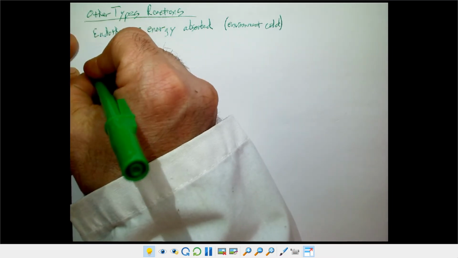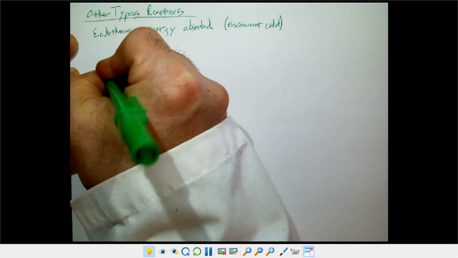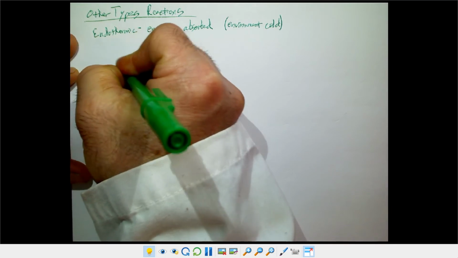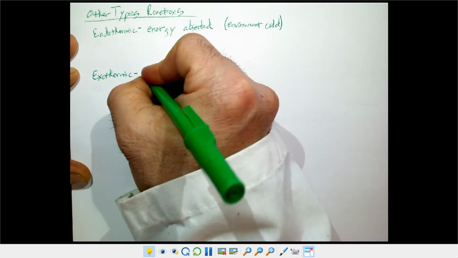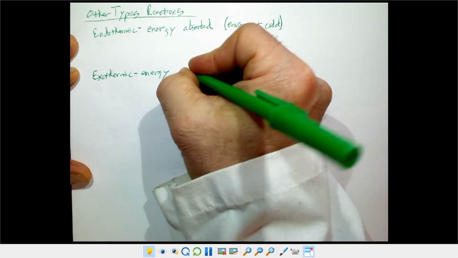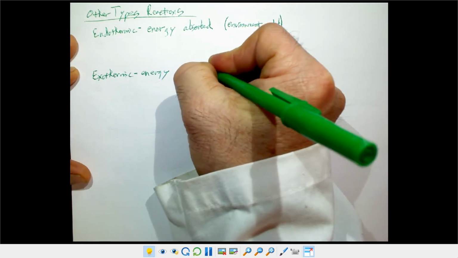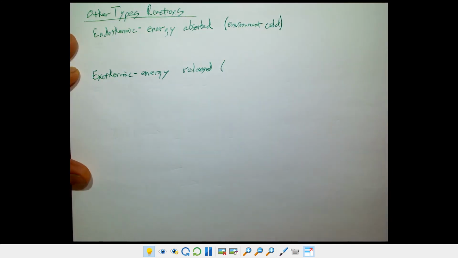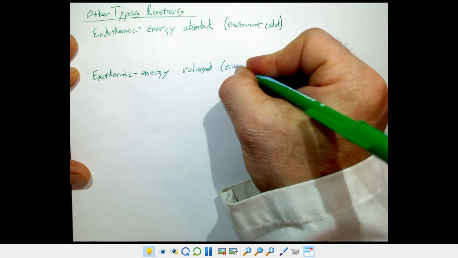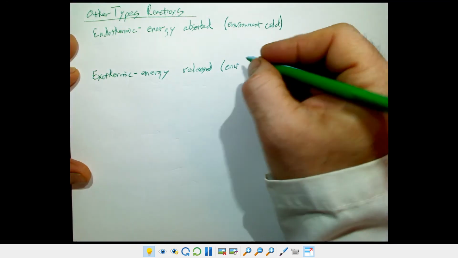In an exothermic reaction, you have just the opposite going on. You have energy that is released. So as a result, you would expect what you think is going to happen. The environment around where that reaction is occurring is going to get hot.